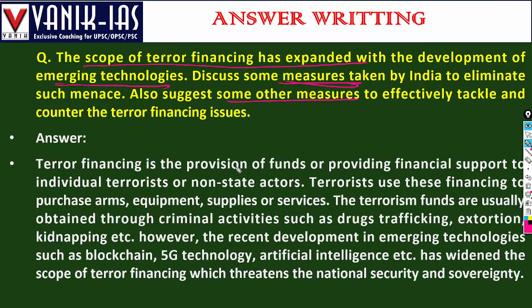So first, what is the scope of terror financing? How has it expanded at present? For example, cryptocurrency. The biggest problem of cryptocurrency is that it is highly anonymous. Nobody can identify who has sent money to whom. And existing technologies like blockchain technology with end-to-end encryption ensure privacy, and technology like the darknet is used for communication and propagation of extremist ideas. These things have facilitated terror funding.